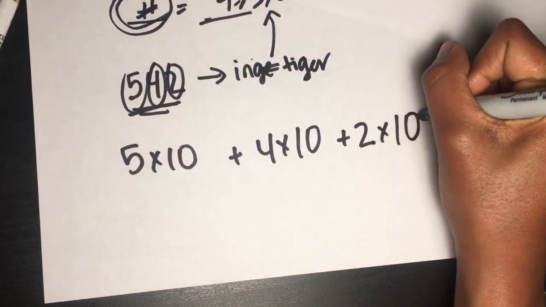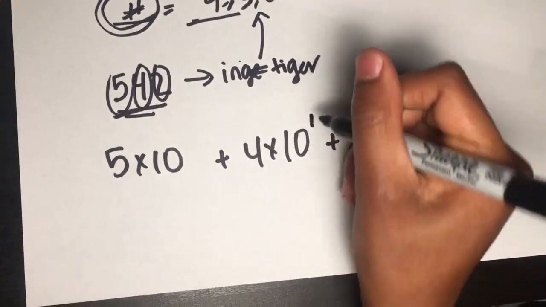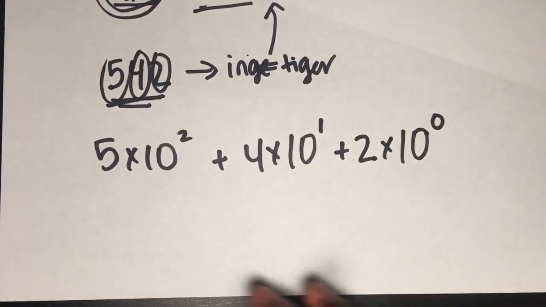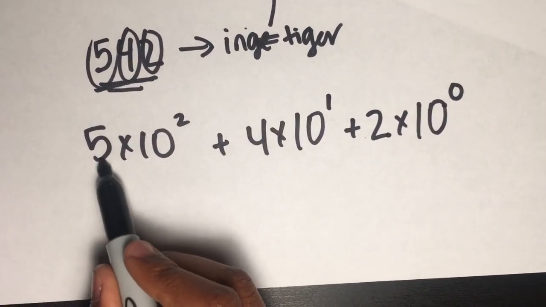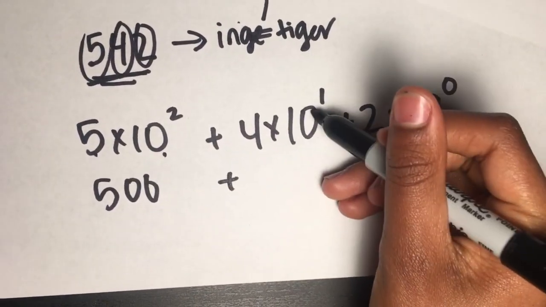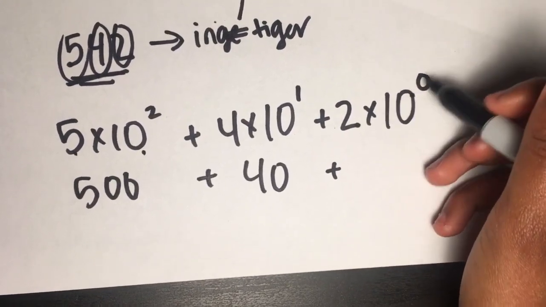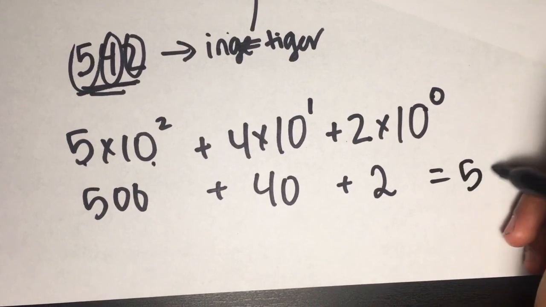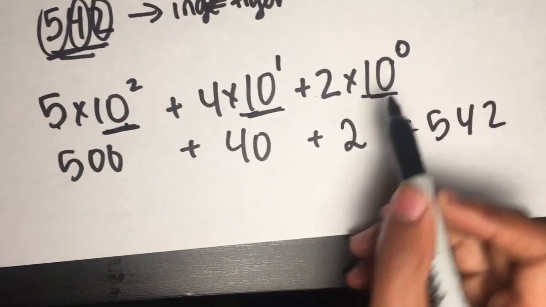So for this 10, it's to the power of 0 because it starts from the end, and then it goes this way. It goes chronologically. So if you solve this equation, then you should be able to get 542. So 5 times 100 is 500, plus 4 times 10 is 40, plus 2 times 1, anything to the power of 0 is 1, 2, 542.